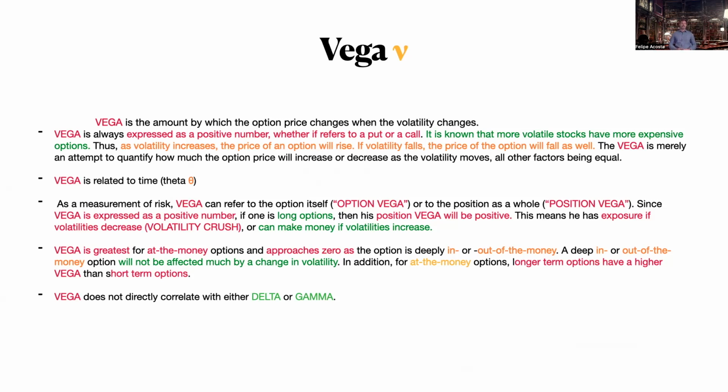You can lose a ton of money if that occurs to you, or can make money if volatility increases. Vega is greatest for at the money options and approaches zero as the option is deeply in or out of the money. A deep in or out of the money option will not be affected much by the change in volatility. In addition, for at the money options, longer term options have a higher Vega than short-term options. Vega does not directly correlate with either delta or gamma. So it's not correlated to that, but it is correlated to time decay or theta.